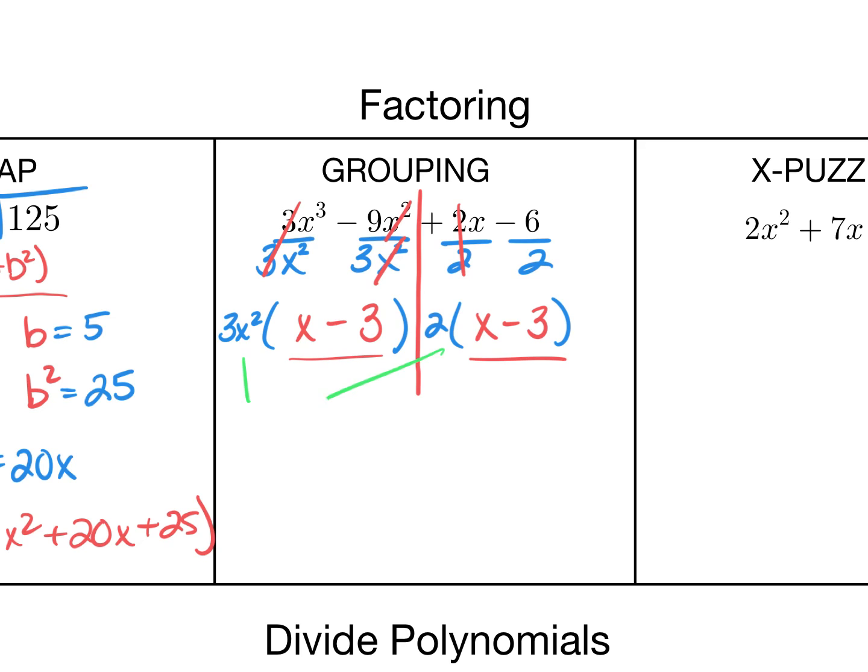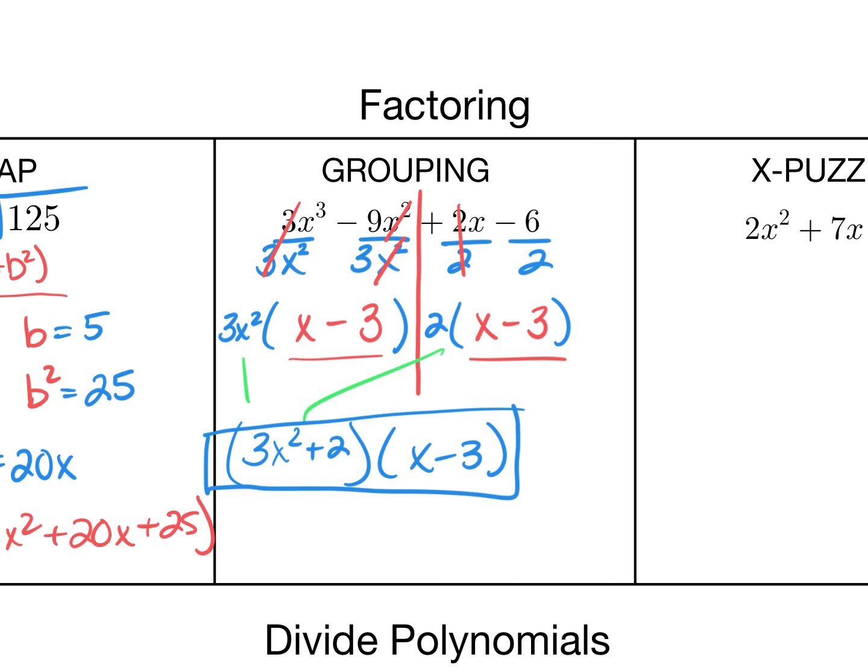What I'm going to do is take the 3x squared, add the 2 to it. There's my first set of parentheses. My second set is just going to be a copy of that, x minus 3. Then I am finished factoring.